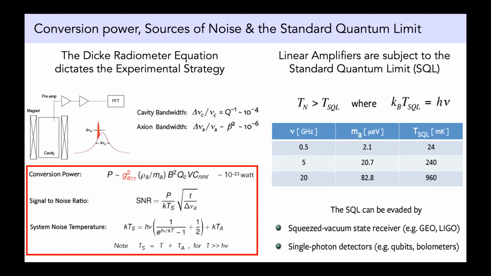It's an irreducible floor unless one can cleverly circumvent it. And I'll talk a little bit later on about a squeezed vacuum state receiver, as has recently been implemented by the Advanced LIGO collaboration and has actually published data. And as I'll mention, we now, for the first time, have actually broken through the quantum barrier and done a dark matter experiment where similarly we have used a squeezed state receiver.